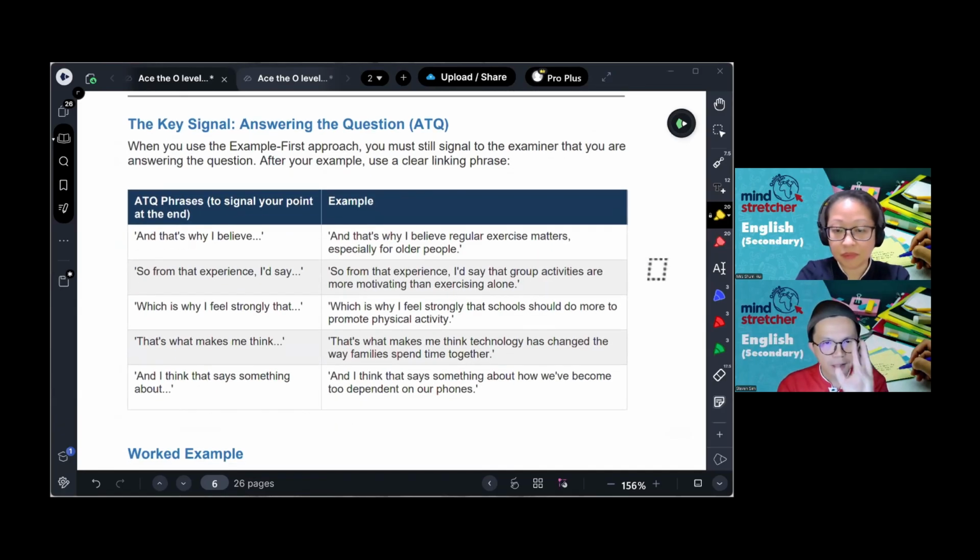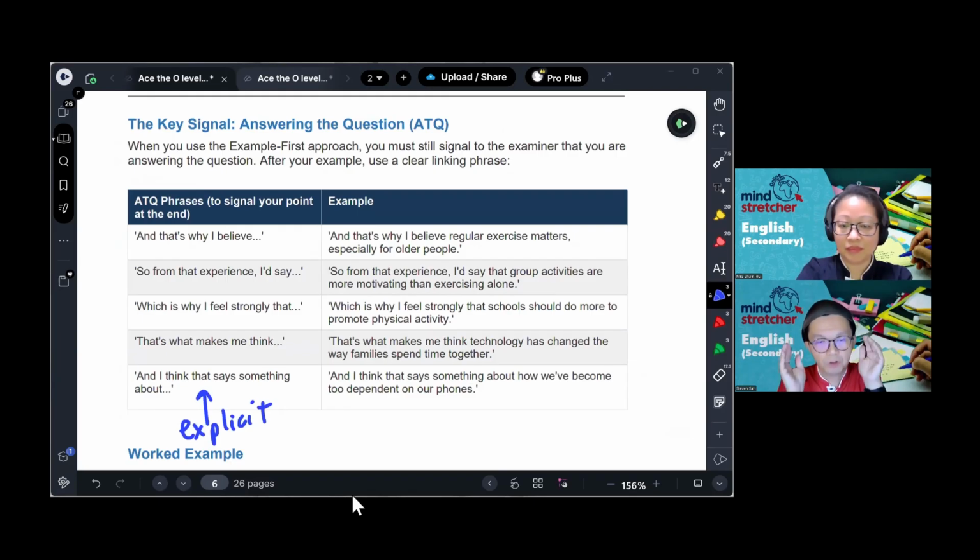So answer the question. The most important thing is that you must make it very explicit. Be explicit, okay? So from that experience, I'd say, which is why I feel strongly that, that's what makes me think that, and I think. Okay, so these are the phrases which you need to memorize. You don't need to memorize all of them, just one or two, okay? Memorize this and then use it. So from that experience, I'd say that group activities are more motivating than exercising alone.